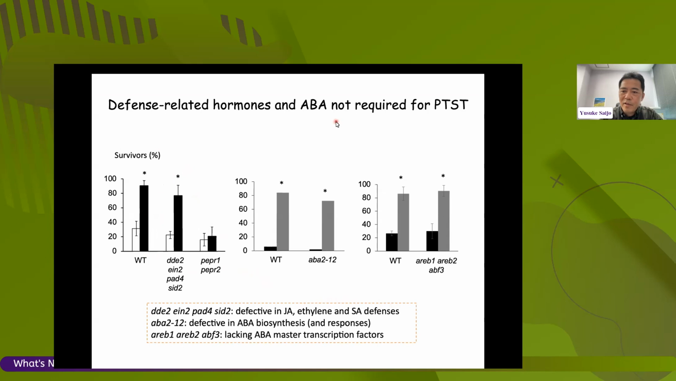Moreover, when it comes to salt osmotic stress, everyone sees an important role for ABA. But in this case, when we tested ABA biosynthesis mutants and also mutants of important ABA-regulating transcription factors, we see wild type like PTSD. This indicates that this PTSD is quite robust also against hormone perturbations.